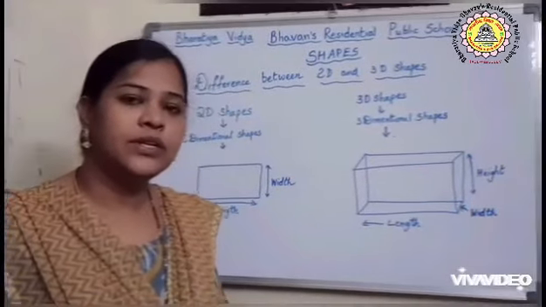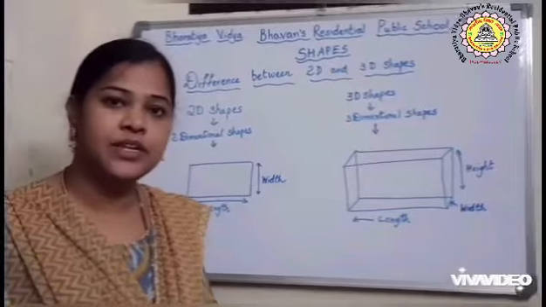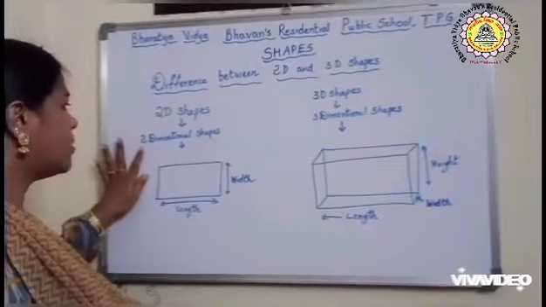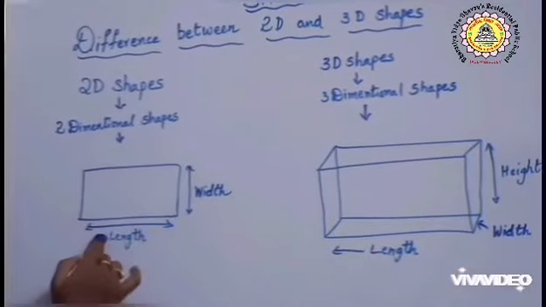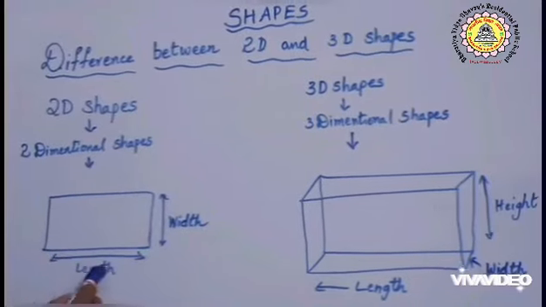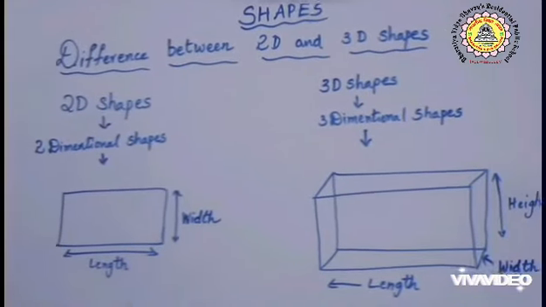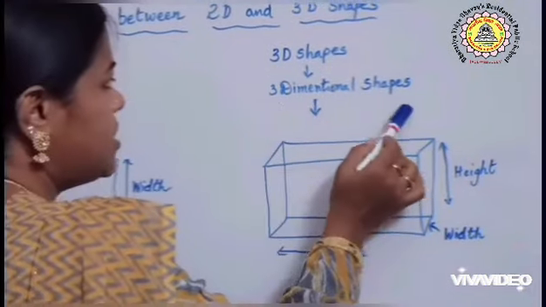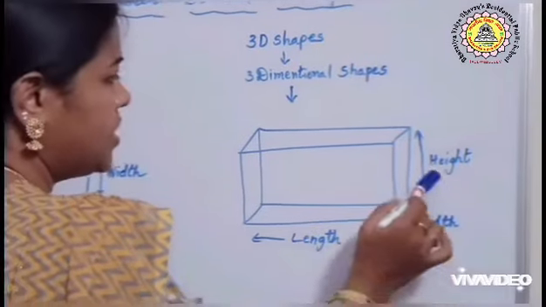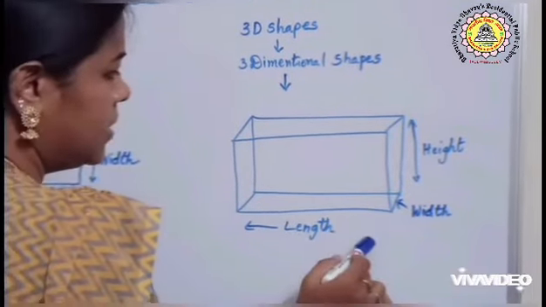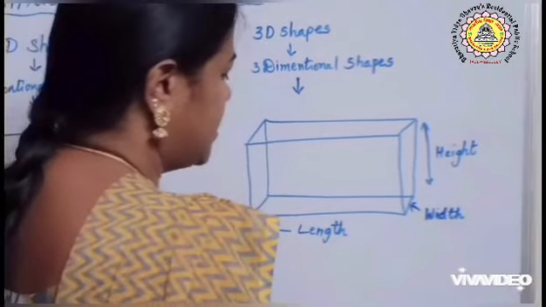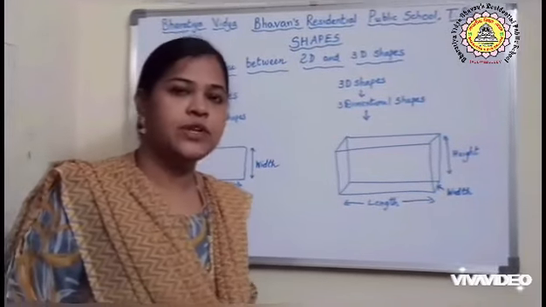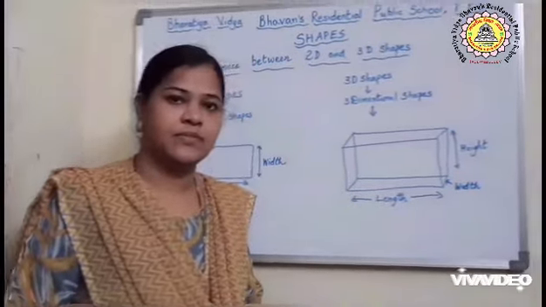Let us know what are the differences between 2D shapes and 3D shapes. 2D shapes are also called two-dimensional shapes. It has only 2 dimensions. See here, it has length as well as width. 3D shapes are also called three-dimensional shapes. It has 3 dimensions. See here, length, width and height. 3 dimensions. I hope you have understood the difference between 2D shapes and 3D shapes.